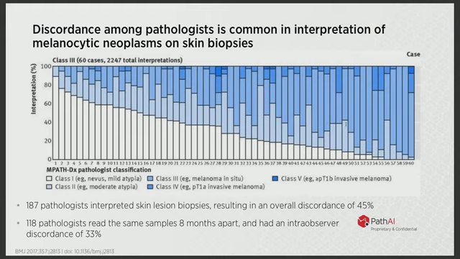And here, the white color is totally benign, and the darker blue color is melanoma. Again, they show lots of discordance, pretty much as bad as in the breast biopsies. And here again, the intra-observer variability with an 8-month washout period was about 33%. So people disagree with themselves 1 out of 3 times.